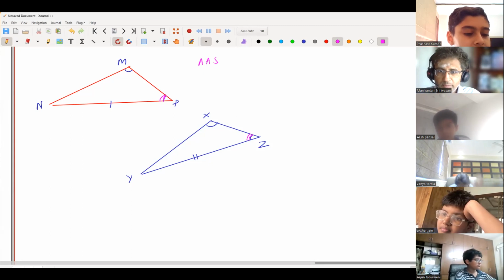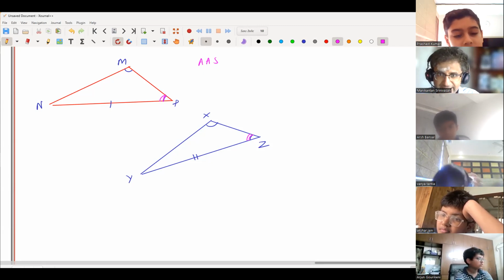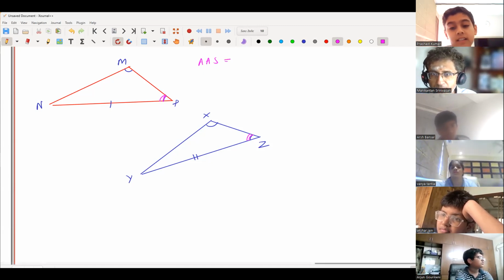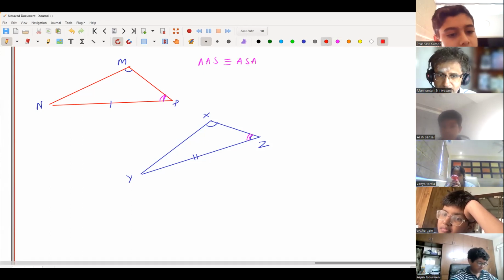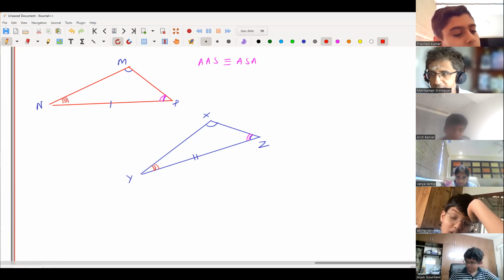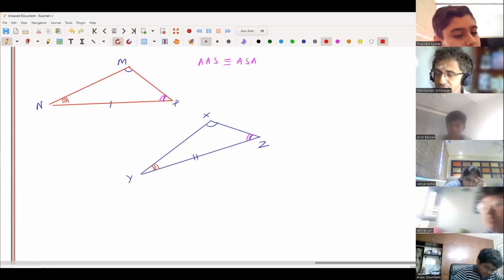Yes, sir. But what Precious is telling is that this is also equivalent to ASA. And the reason is because the third angle becomes 180 minus the two angles. Yes. Exactly. So this angle is also known, so effectively this reduces to ASA. Okay, so these are all congruencies.